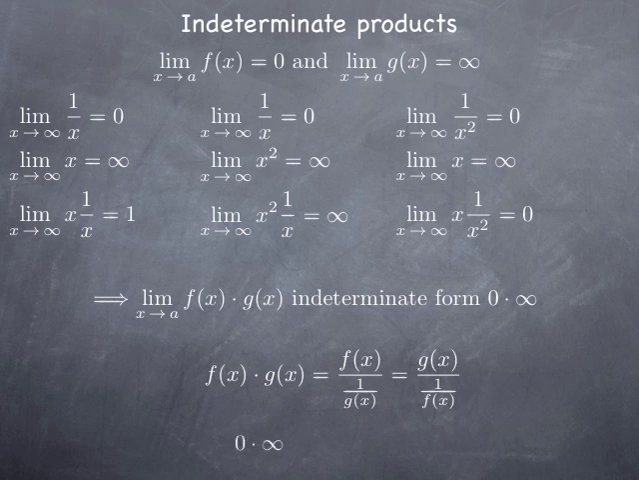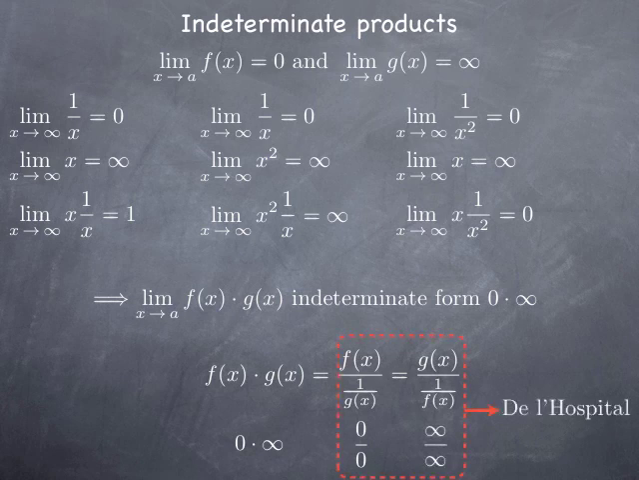On the left-hand side, we have this indeterminate product, 0 times infinity. The middle term is really an indeterminate quotient of the form 0 over 0, and the last one, an indeterminate quotient of the form infinity over infinity. And for the last two forms, really, we can apply the rule of de L'Hopital. And this is exactly what we're going to do to deal with indeterminate products. Rewrite them as an indeterminate quotient and apply the rule of de L'Hopital.